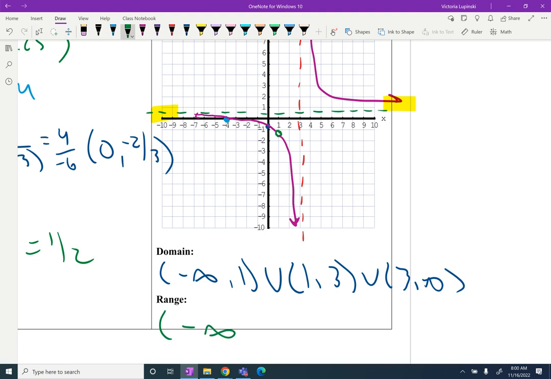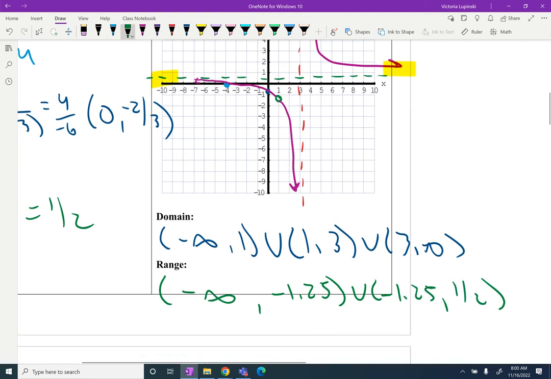How about the range, bottom to top? What's the first y value that you have to skip? Negative 1.25, then negative 1.25 to a half, and then a half to infinity. And again, like I mentioned yesterday, I've been mixing and matching my decimals and fractions. I don't really care which version you use as long as it makes sense to you.